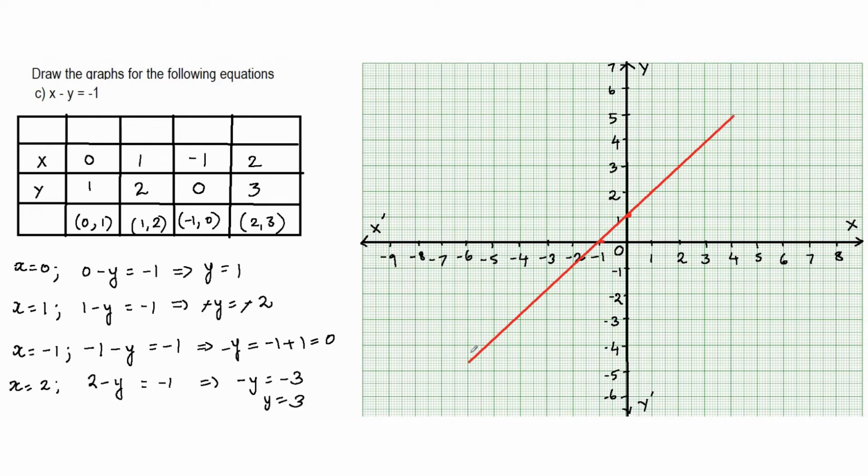So remember, you should always write the equation on the straight line. So I would write x minus y is equal to minus 1 over here. Again, the scale should have been mentioned. So scale is on x-axis 1 centimeter is 1 unit, and on y-axis also 1 centimeter is 1 unit. So this is how we plot the graphs for the given equations. Pausing for a few seconds before I move on to the next one.